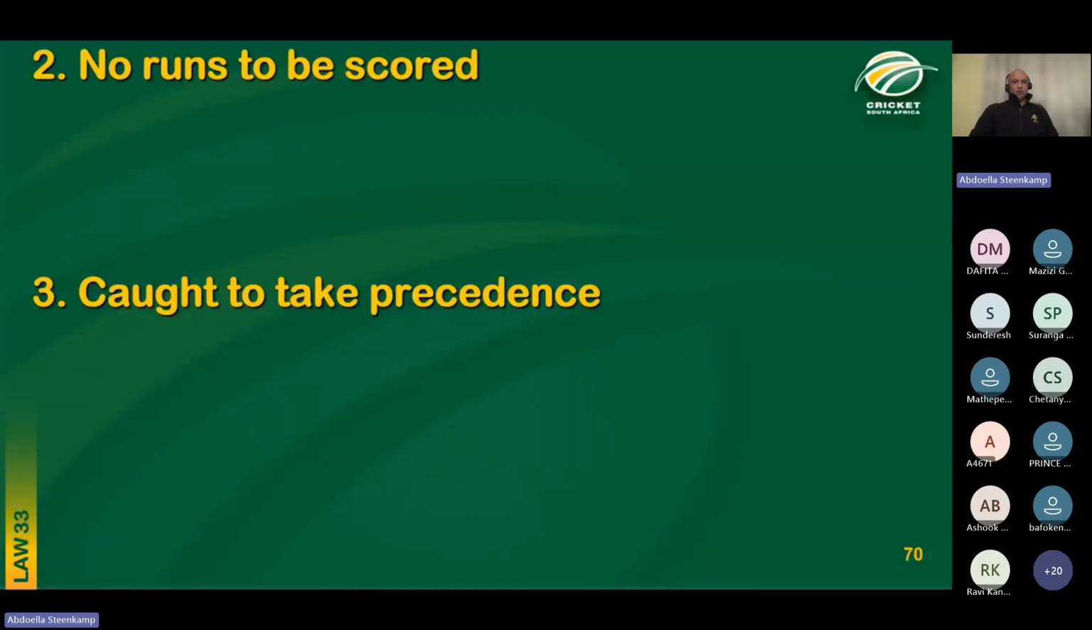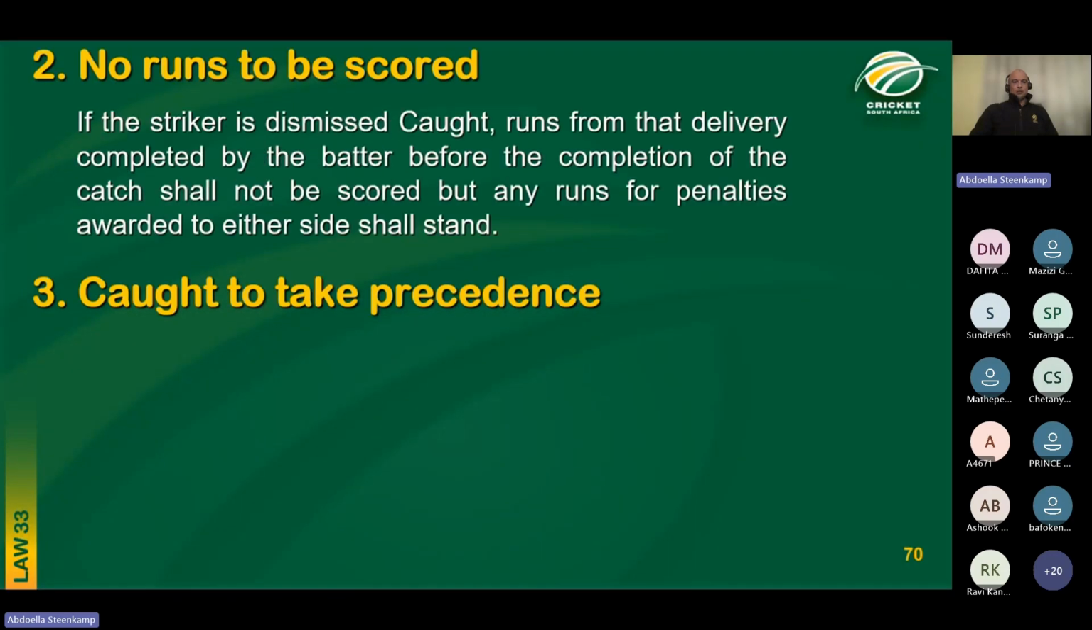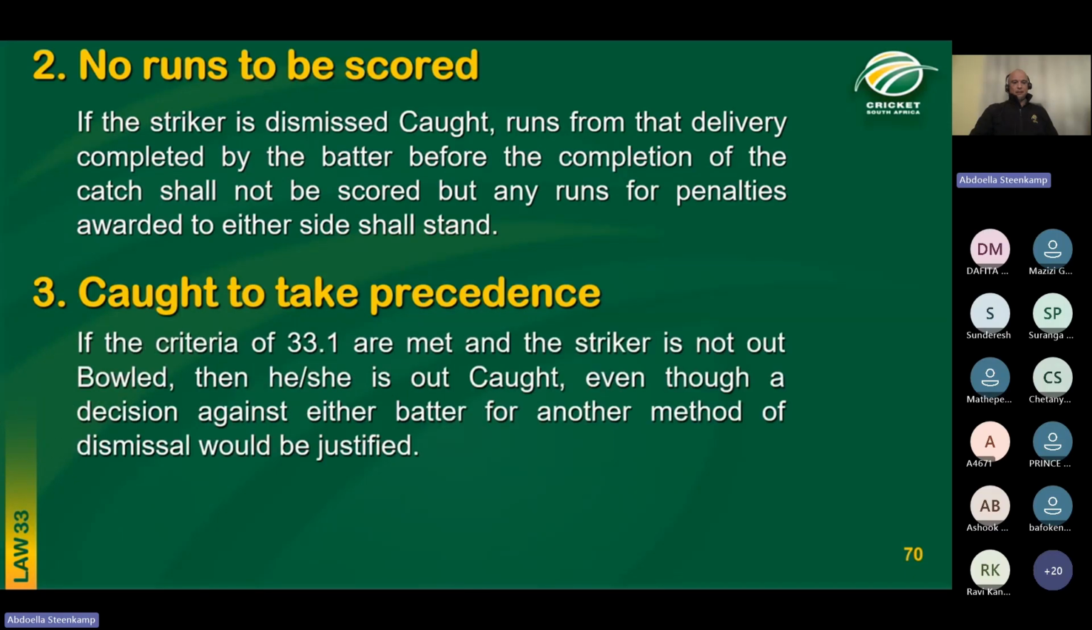So how many runs are scored if a batter is out caught? No runs are scored if a batter is out caught. And caught takes precedence. When it comes to the modes of dismissal, who is boss? Who's number one? Bowled is always number one. And who's number two? Caught is number two.